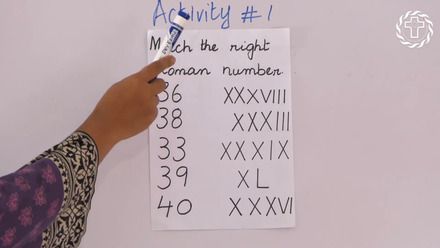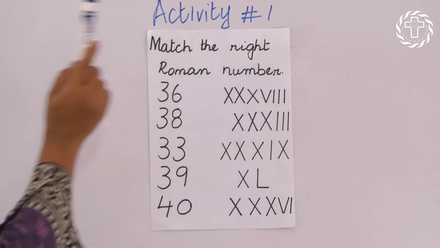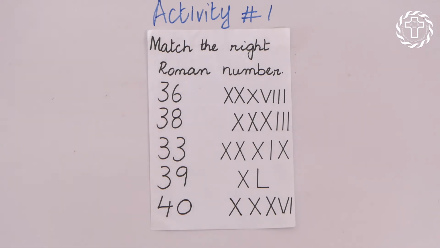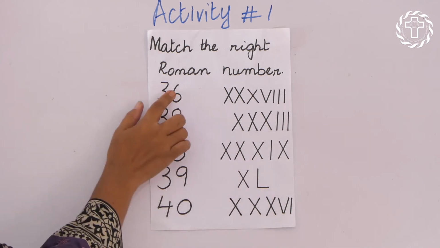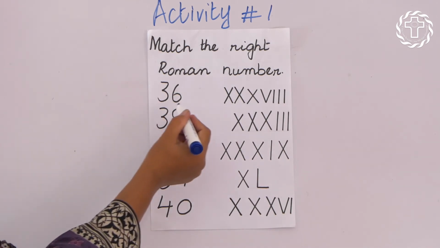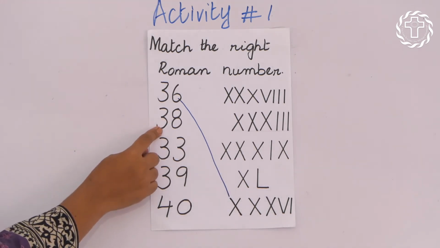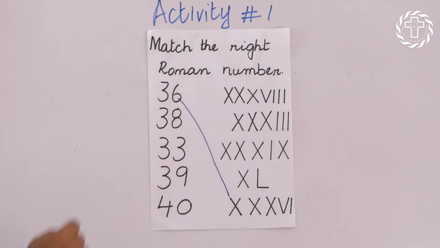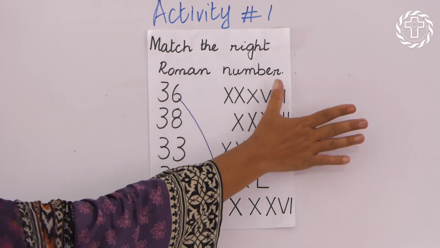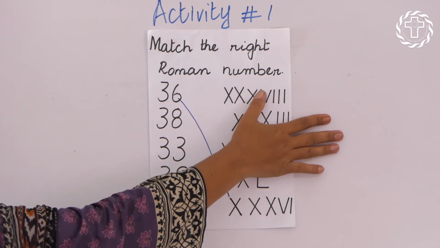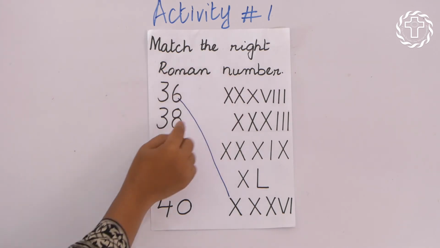Activity number 1. Match the right Roman number. Okay, 36. Tell me students, where is 36? 30, triple X, 1, 2, 3. 36. 38. Where is 38? Okay, 30, 1, 2, 3. 38.